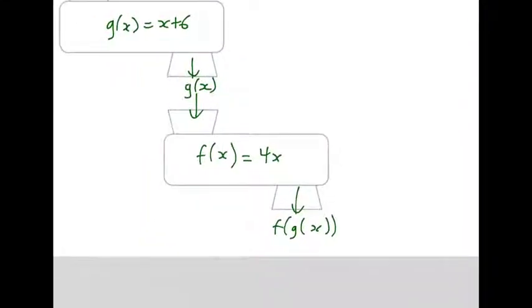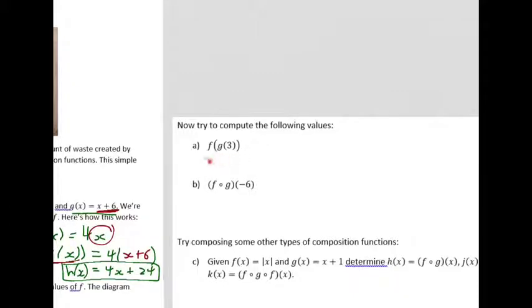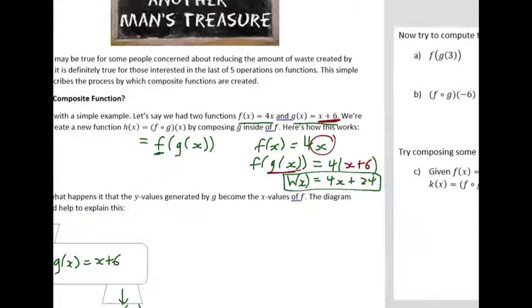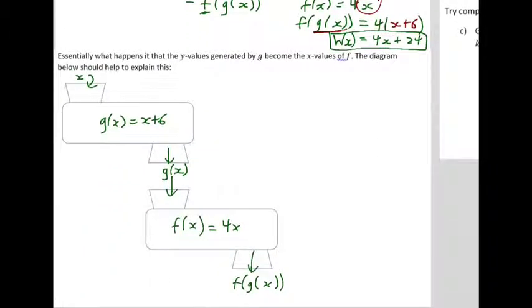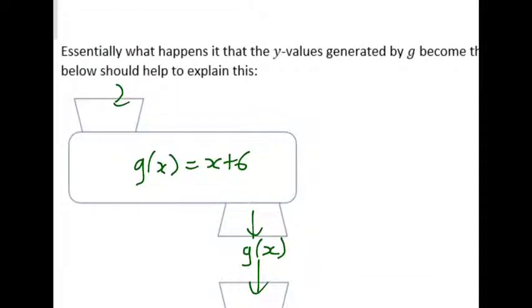Okay, I'll show you with an example. Let's find f of g of 3. Okay, and I'll use this diagram to show you how that works. So let's say I took 3 and use it as my input. Okay, so 3 goes in as x.